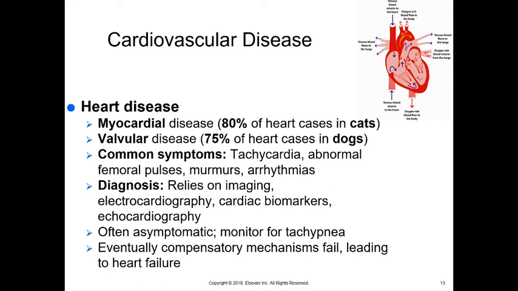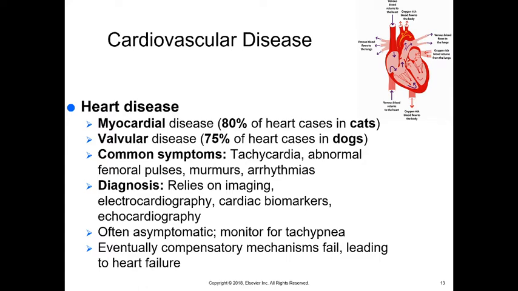Some common symptoms of cardiovascular disease are tachycardia, increased heart rate, abnormal femoral pulses, murmurs, which is an abnormal heart sound, and arrhythmias, which is an abnormal rhythm of the heart. How do you feel femoral pulses? If you remember back to Intro to Vet Tech 1, you stick your hand around the thigh of your animal. In the middle of the thigh, you should feel a femoral pulse. If it is not pulsing at the same rate as the heart, that's abnormal.